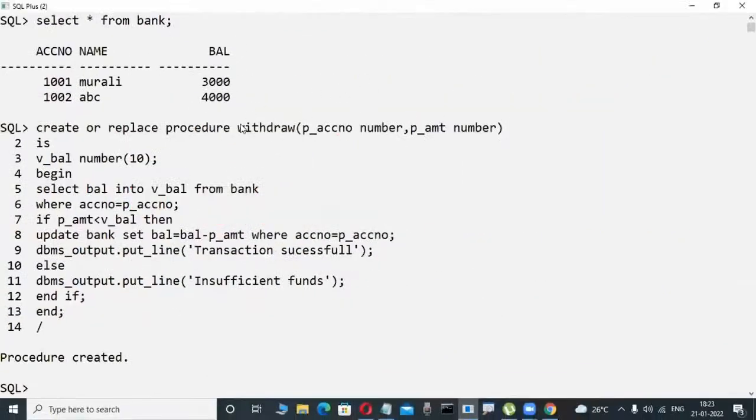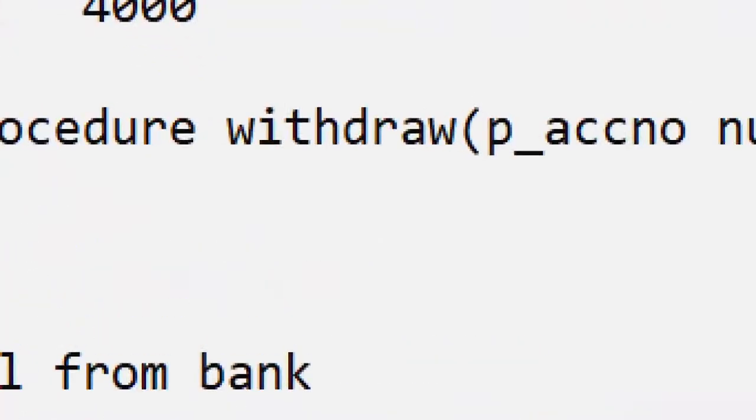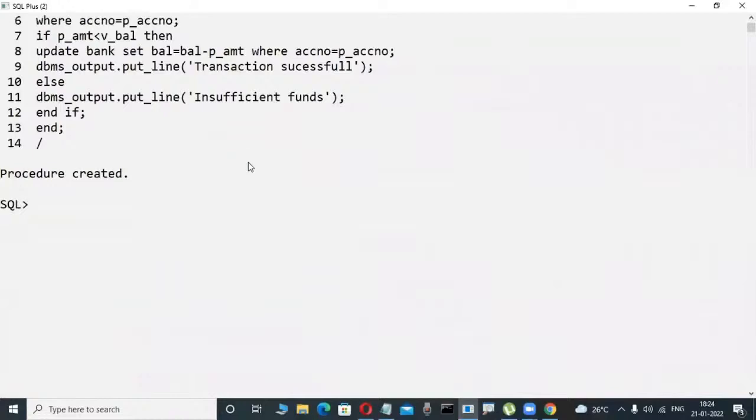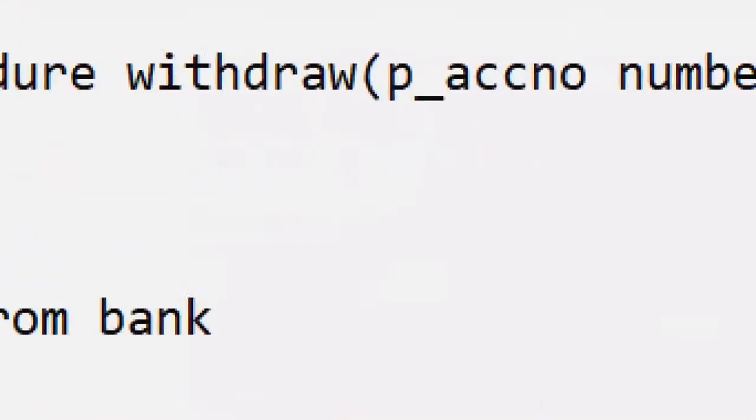Once I develop this withdraw procedure, I try to check the ATM transactions I mentioned in the previous case. Now observe here, I'm executing: exec procedure name withdraw. Okay, fine. I'm calling this procedure withdraw. You may not have an idea, just observe: withdraw is there or not? That is the name of my program.